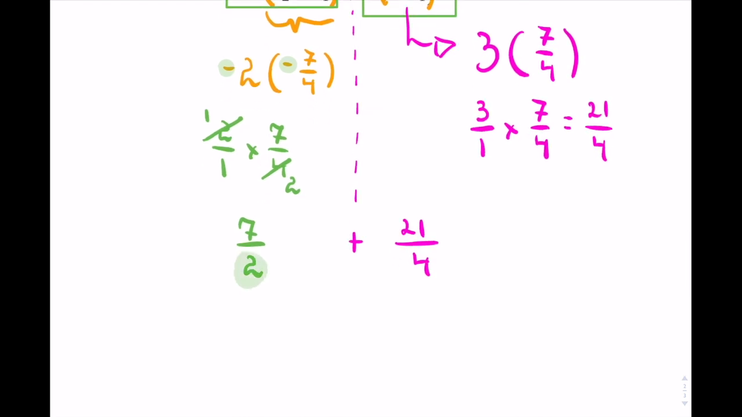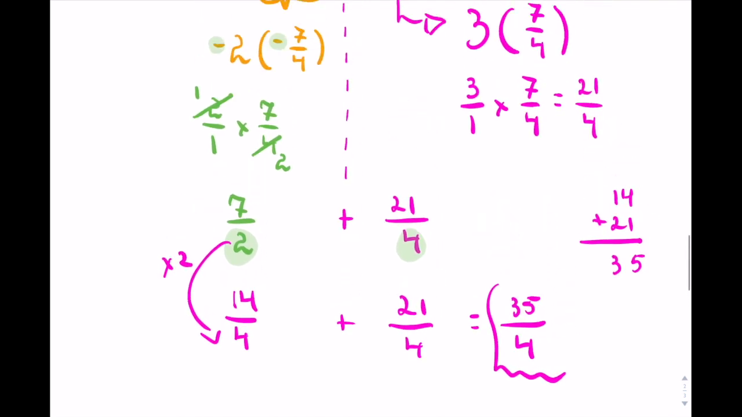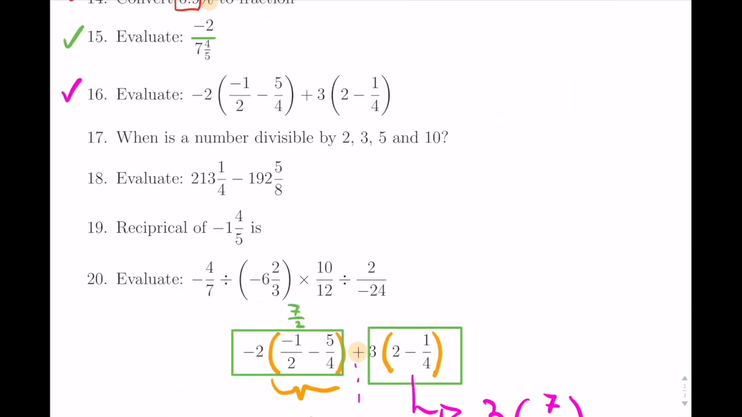I need a common denominator between 2 and 4, which is 4. So this just stays the same, and this we have to multiply by 2. And it equals 14 plus 21, that's 35, so this is 35 over 4. Lastly, change it to a mixed number. 4 goes into 35 8 times and gives us a remainder of 3. And that is your final answer. So that was a long one, question 16.